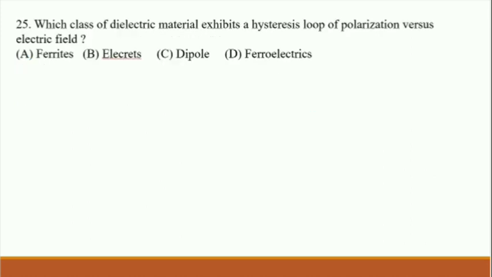Question: which class of dielectric material exhibits a hysteresis loop of polarization versus electric field? Ferrites, electrets, dipole, or ferroelectrics. The right answer is ferroelectrics, and in ferroelectricity the electric polarization can be reversed by application of an external electric field.